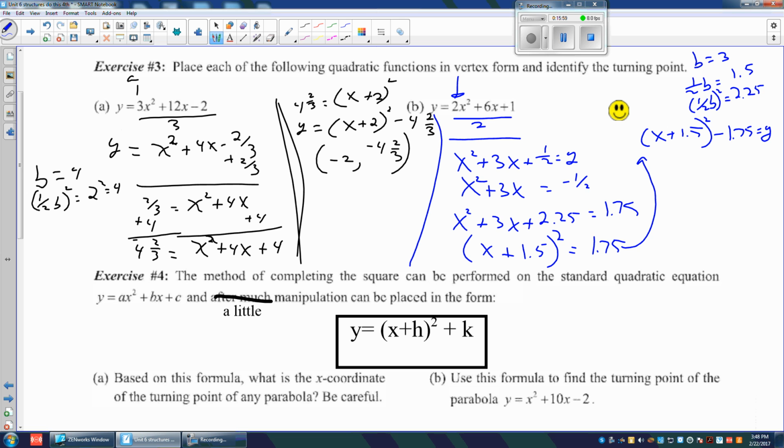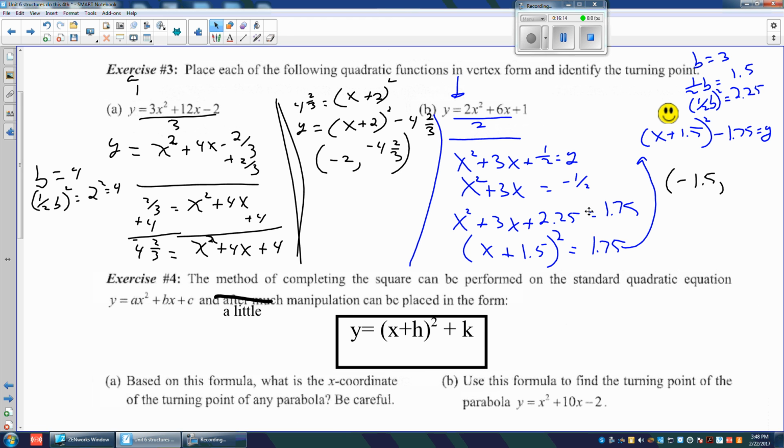Okay, I'm kind of getting away from myself. Here we go. So what is the vertex? The vertex is opposite in the x direction, so it's negative 1.5, comma, same direction as that, so it's negative 1.75. Bingo.